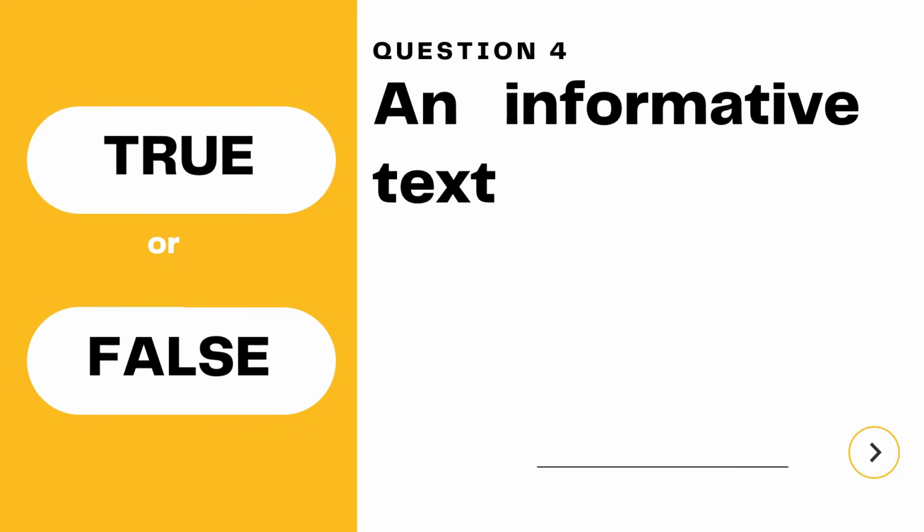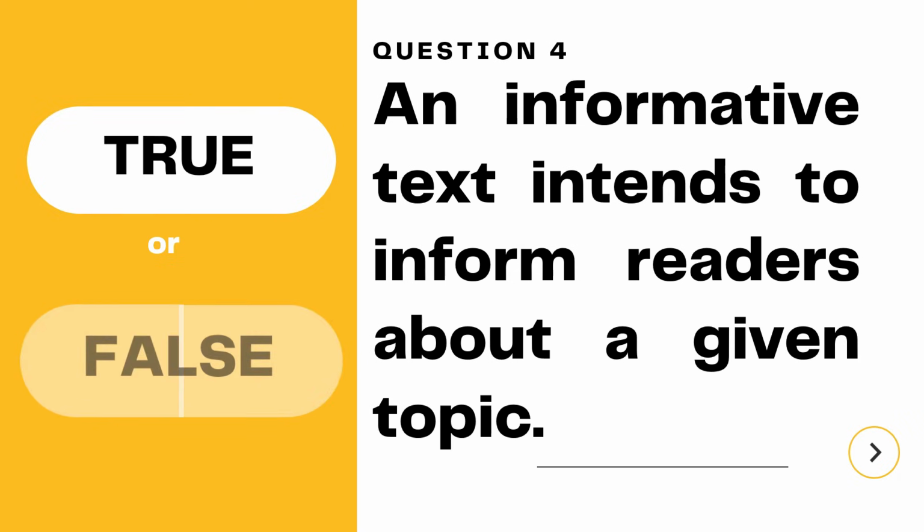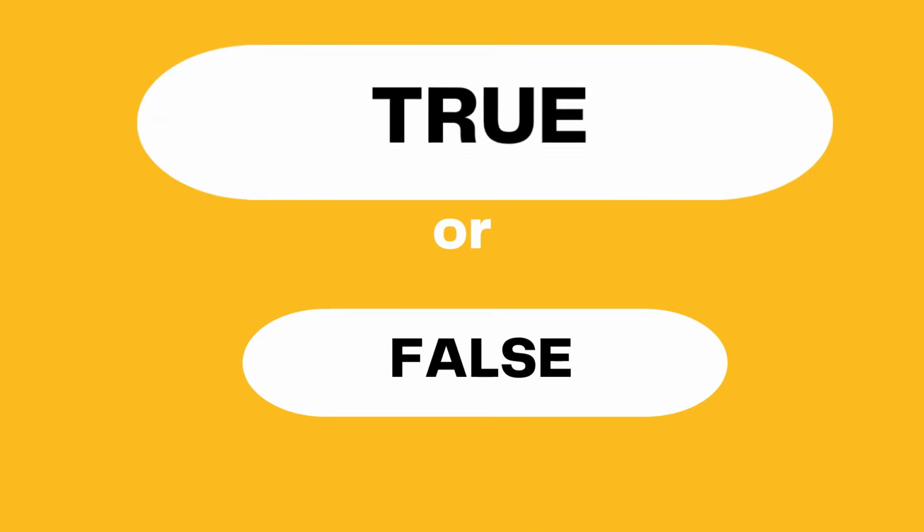And lastly, number 4. An informative text intends to inform readers about a given topic. Is it true or false? The answer is true.